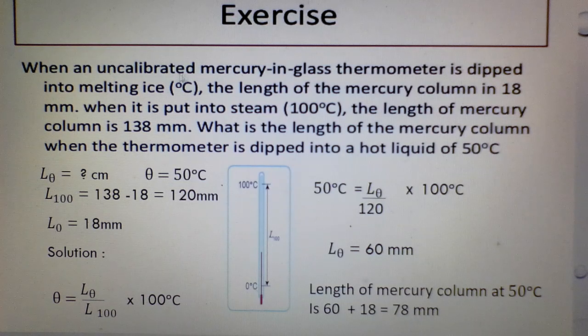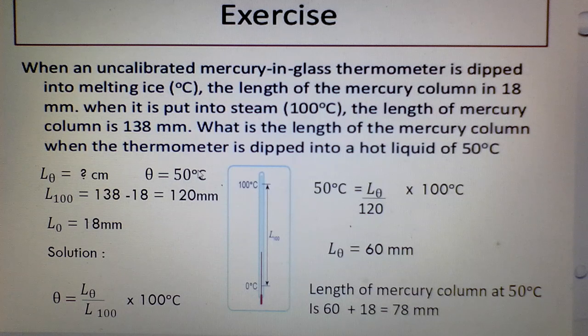When an uncalibrated mercury in glass thermometer is dipped into melting ice, 0 degrees Celsius, the length of mercury column is 18 millimeter. When put into steam, the length of mercury column is 138 millimeter. What is the length of mercury column when the thermometer is dipped into hot liquid of 50 degrees Celsius? Now we want to find what is L theta. L theta we don't know because it is not given.